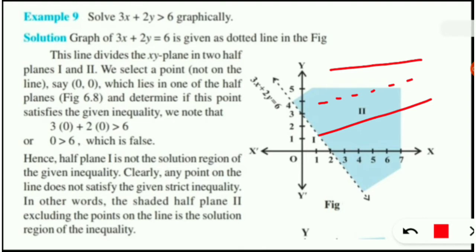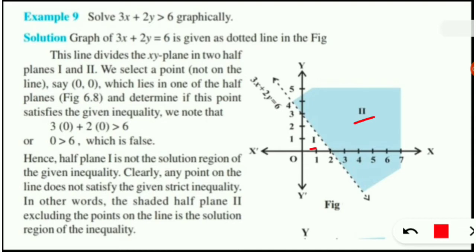Clear? Now this line divides the xy plane into two halves, plane 1 and plane 2. This is the equation of the line, 3x + 2y = 6, and this line divides the xy plane into two halves, that is, the lower half and the upper half. The lower half is denoted by plane 1 and the upper half is denoted by plane 2.